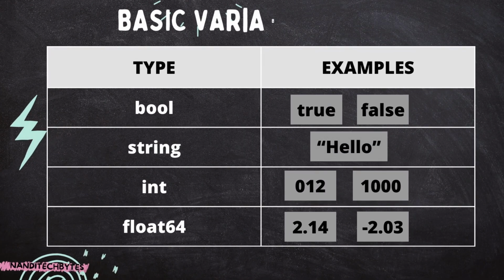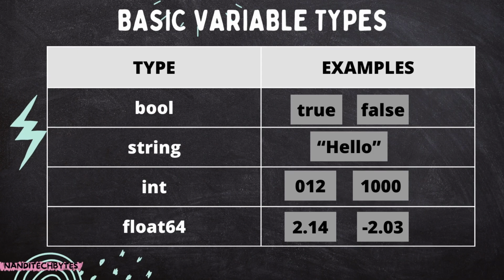Now as you are familiar with the variable declaration part, let's discuss some basic variable types. First, the bool type. The bool type represents a boolean value, which can be either true or false. Next, we have the string type. A string in Go is a sequence of characters typically used to store text. Strings are enclosed in double quotes.